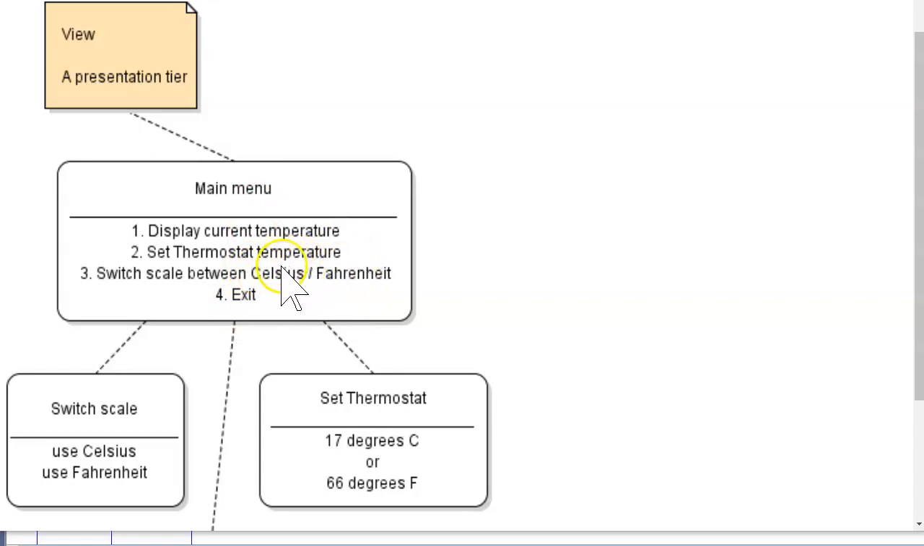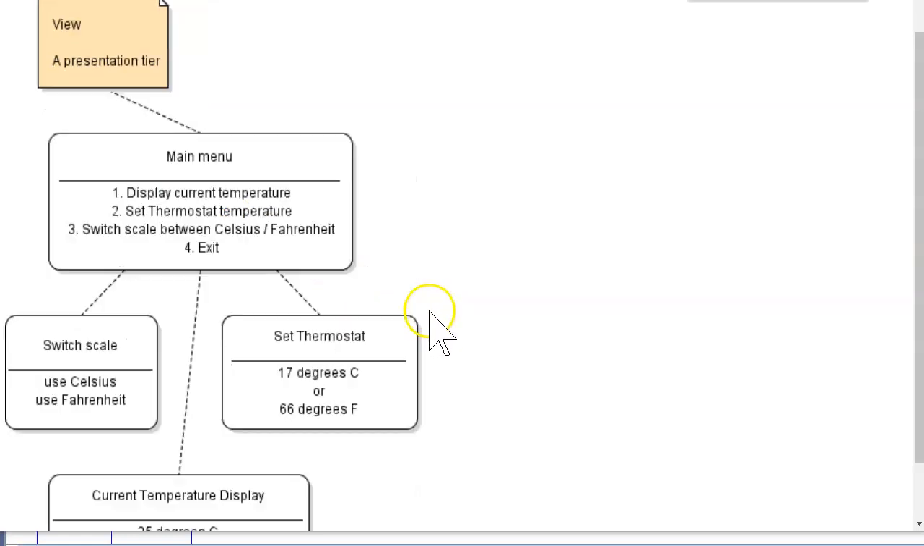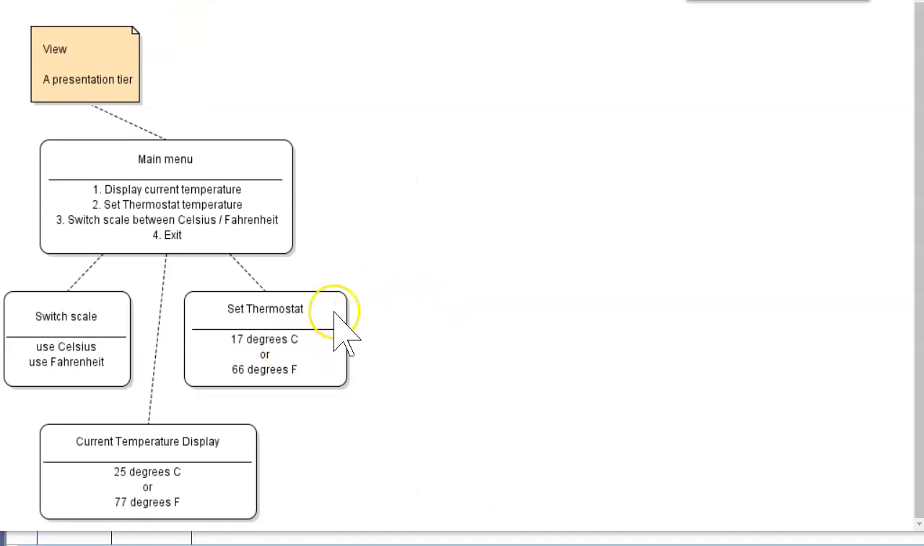In addition to this, once they say display current temperature or make other choices, the application may switch to other screens, and you can see 3 more views that the user can see. Switch scale, use Fahrenheit or Celsius, or set thermostat temperature. And again, according to the scale that they choose, they may choose degrees in centigrade or Fahrenheit. We also have a possibility of displaying the current temperature. So these are all possible different views that we can give to our user.